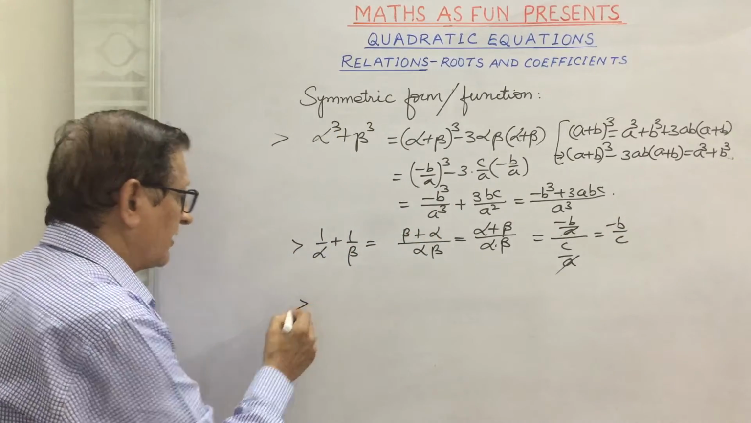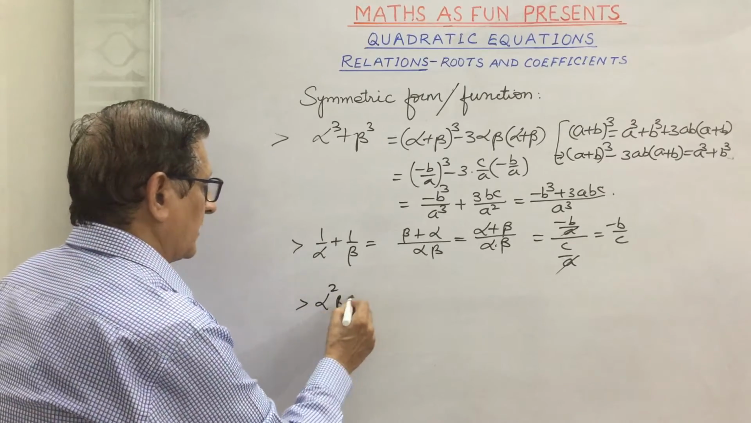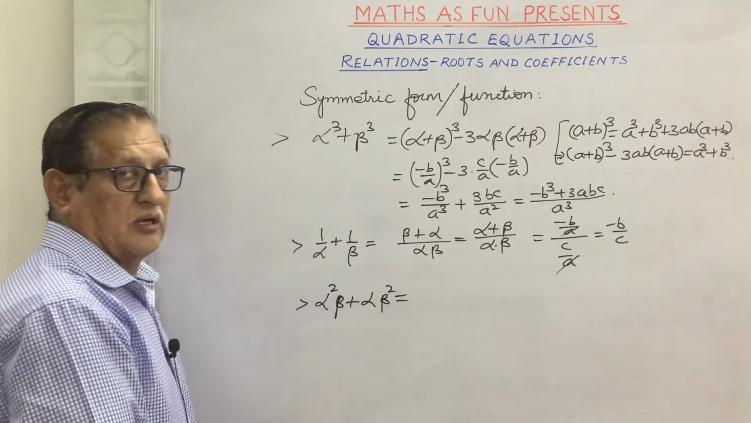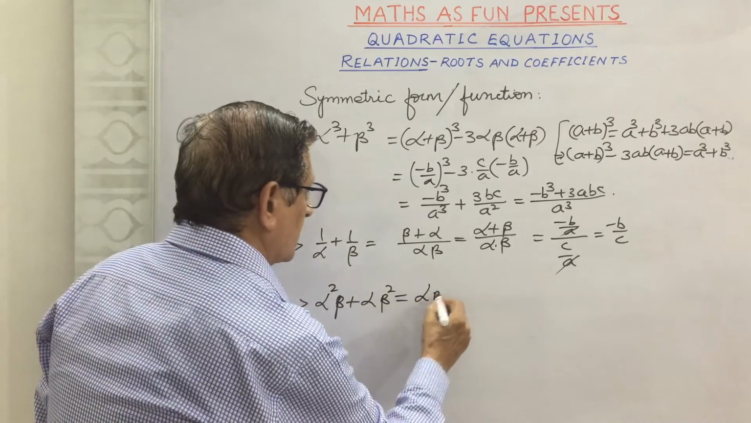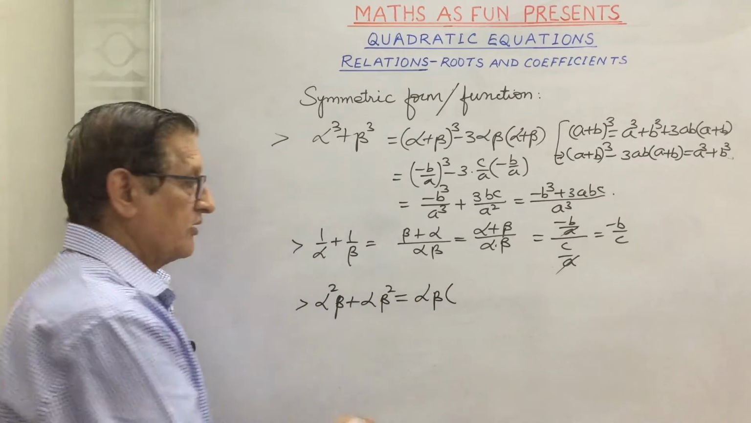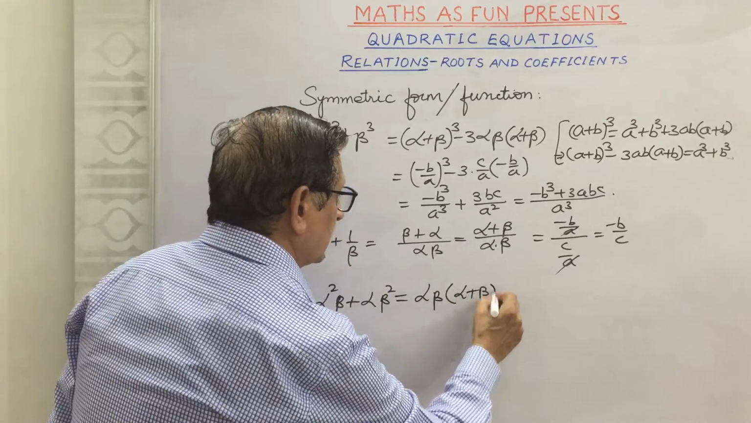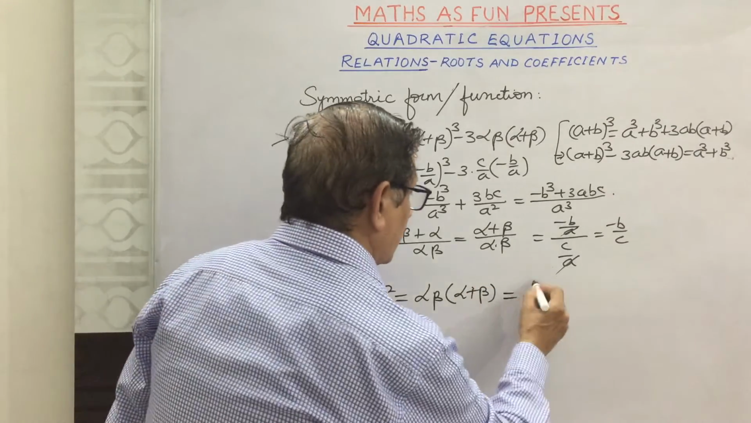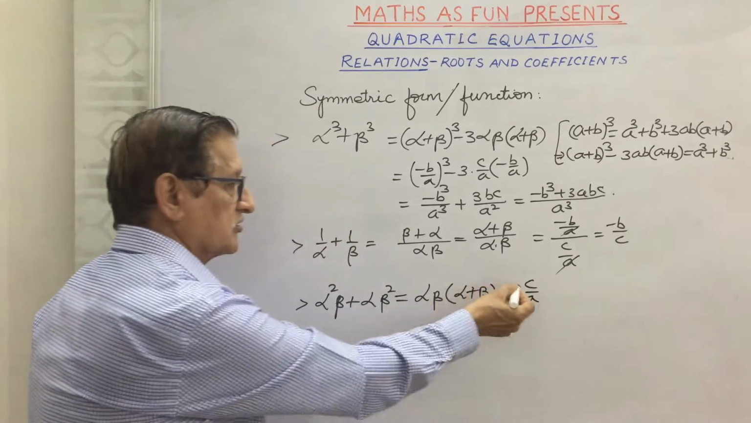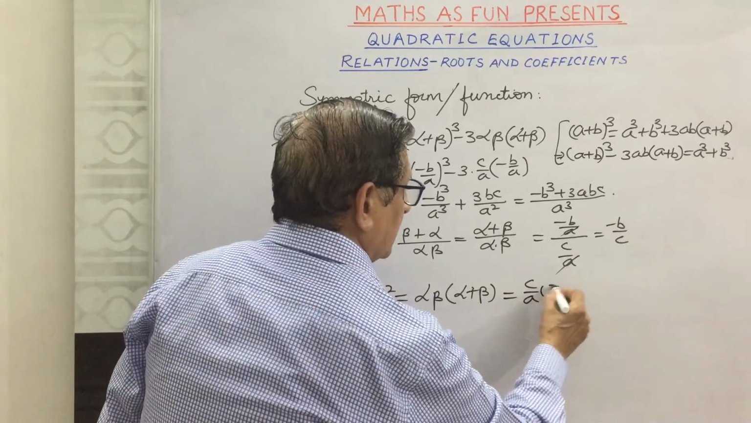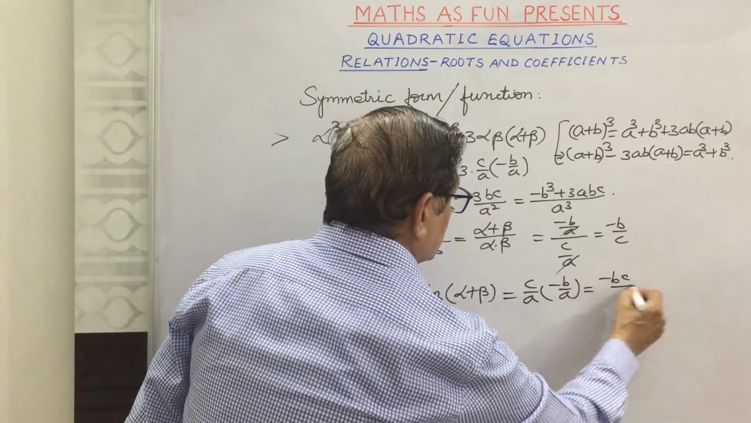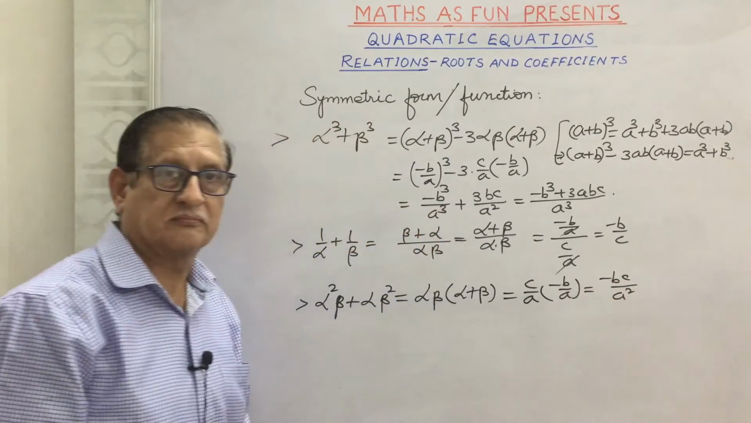The next we had alpha square beta plus alpha into beta square. If we take alpha into beta common from this, we are getting alpha plus beta in the bracket. And hence we can substitute the value alpha into beta, c upon a, into alpha plus beta, minus b upon a, it comes as minus bc upon a square.